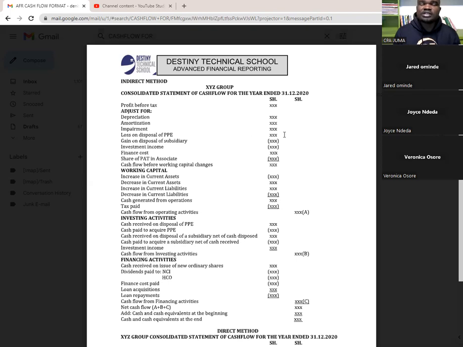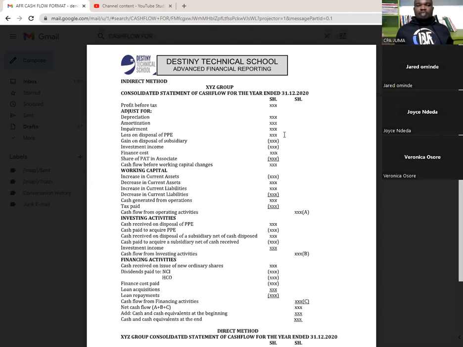Then finance cost. Finance cost is this category of interest. Interest is not an operating expense. So you have to add it back during presentation. If you find share of profit after tax in associate or joint venture, you subtract because they are not operating income. So that is what you get after adjusting that to the profit.